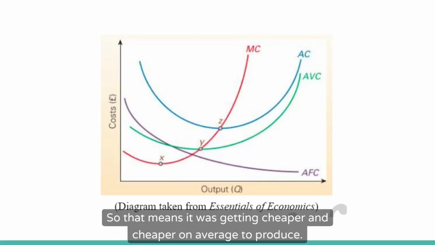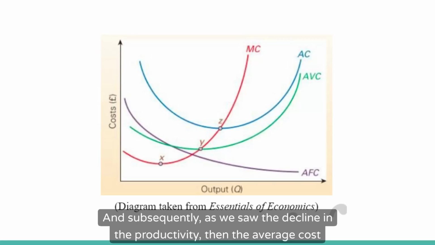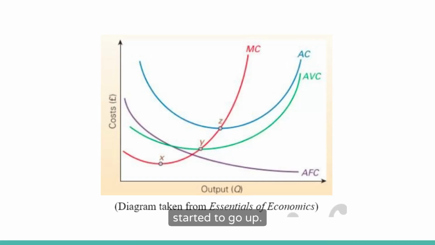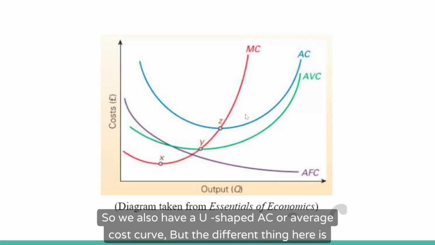Right? So that means it was getting cheaper and cheaper on average to produce. This was where the productivity was rising for the workers, and subsequently, as we saw the decline in the productivity, then the average cost started to go up, right? So this is a U-shaped trend for the cost curve. So we also have a U-shaped AC or average cost curve, right?